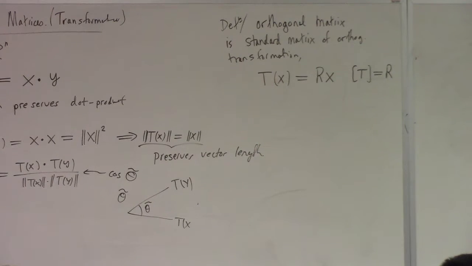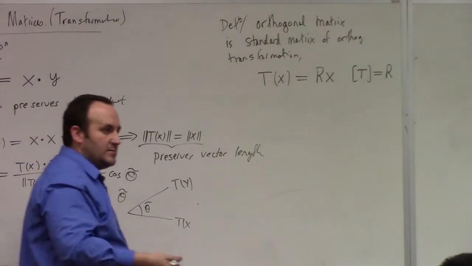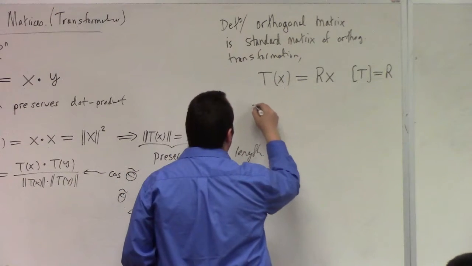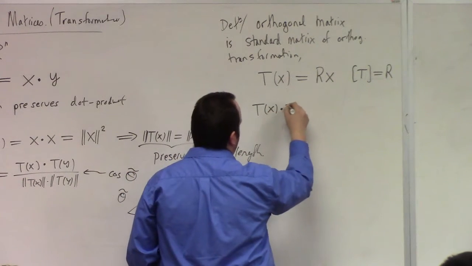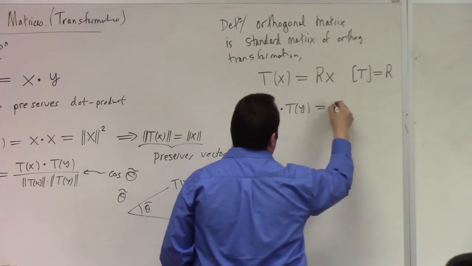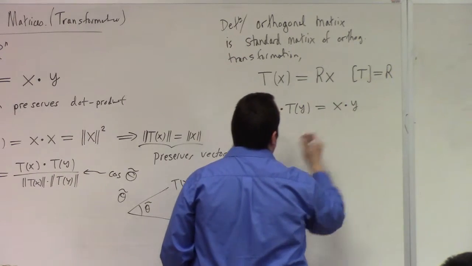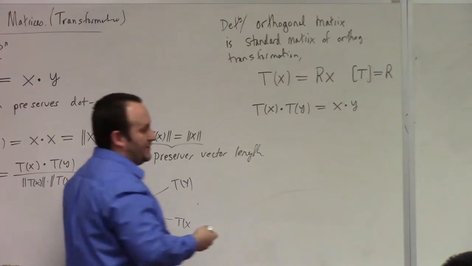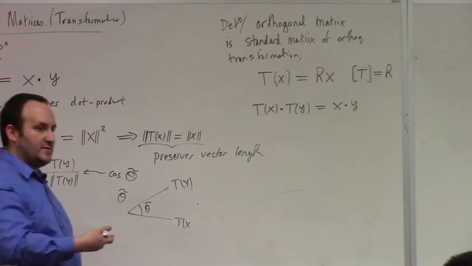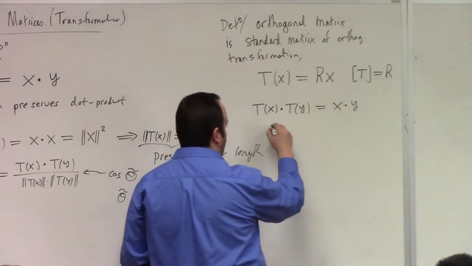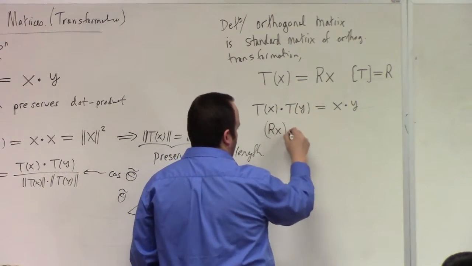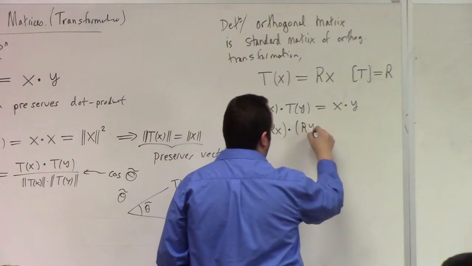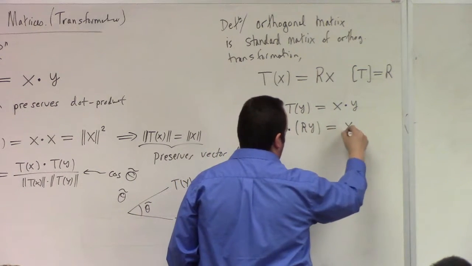Excuse me. So what is this condition? T of x dot T of y equal to x dot y, and this holds for all x and y. What does this condition look like for the matrix R? We get Rx dotted with Ry equals x dot y, right?